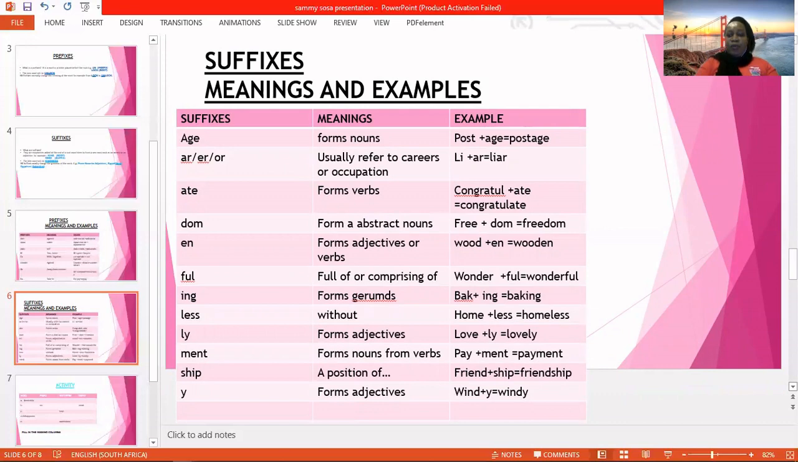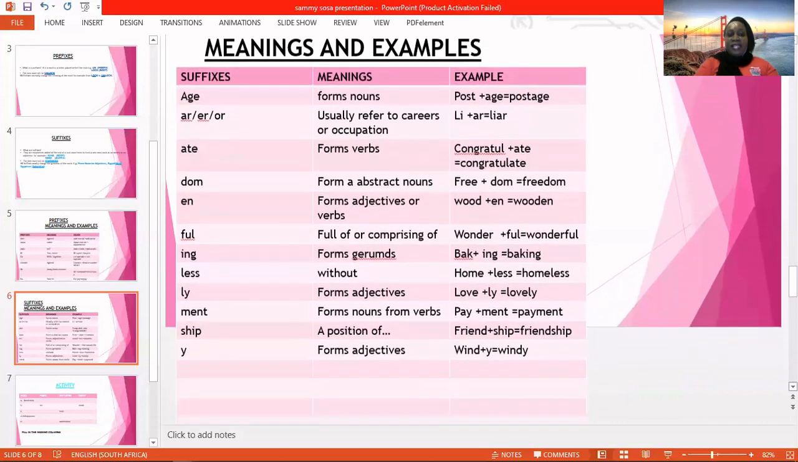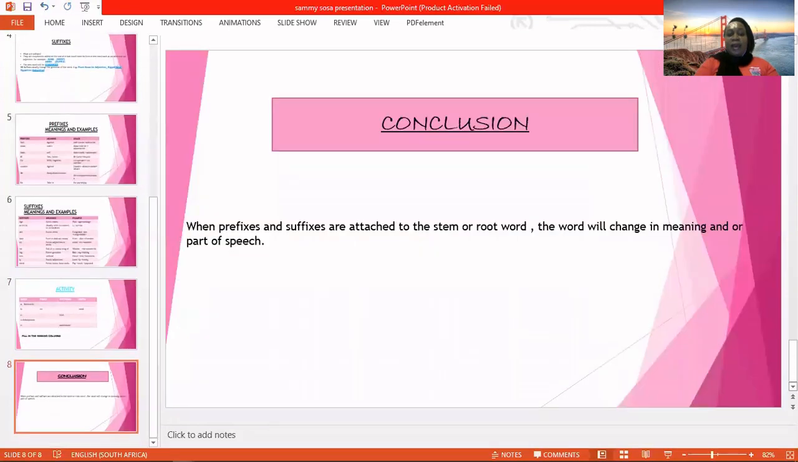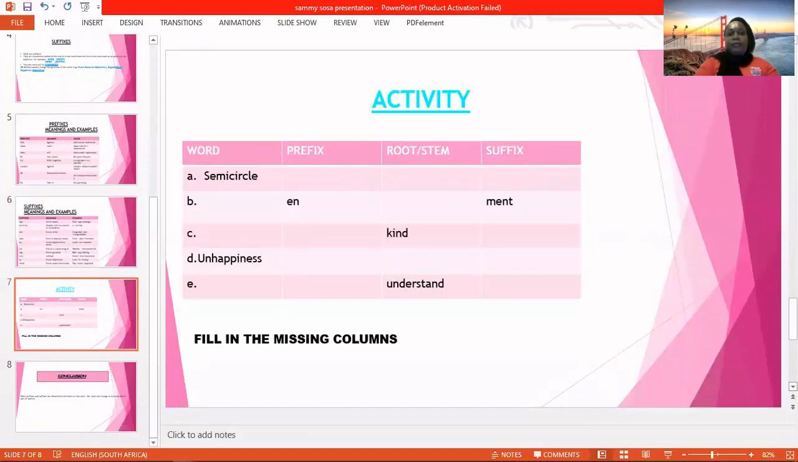Then we will move over to our next part of the lesson, which will be our activity. Right, I have a beautiful activity for you to work on there. You fill in the missing columns. For instance, there we have an example word. The word is semicircle. What is the prefix? I will give you the first one. Semi will be our prefix.